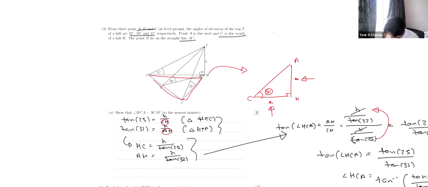Very good. Okay. Now, part B, we want to find angle HBC to the nearest minute. So in here, we're looking for this angle right here. So I'll give you 30 seconds to think of how you're going to approach it.